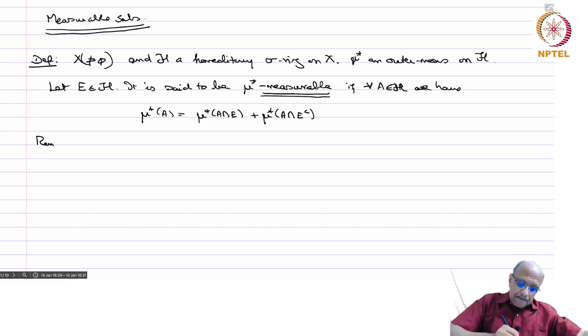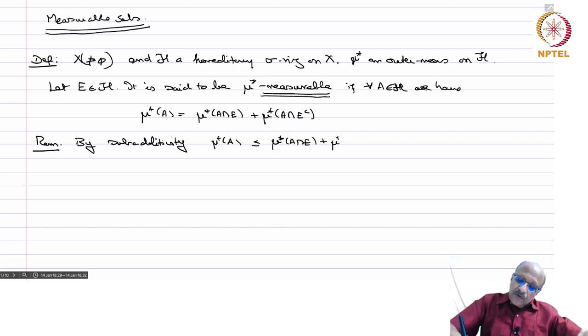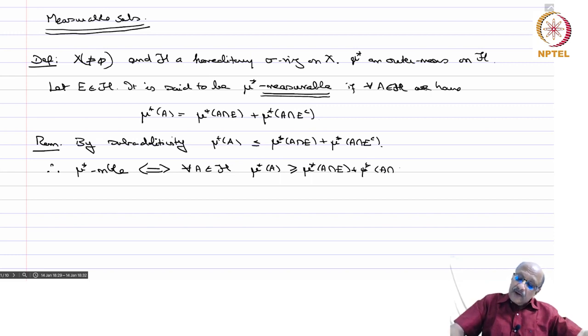Now remark, by subadditivity we have that mu star of A is less than or equal to mu star of A intersection E plus mu star of A intersection E complement. Therefore mu star measurability is equivalent to showing for every A in H we have mu star of A is greater than or equal to mu star of A intersection E plus mu star of A intersection E complement. So it's enough to check this. The other inequality is obvious.